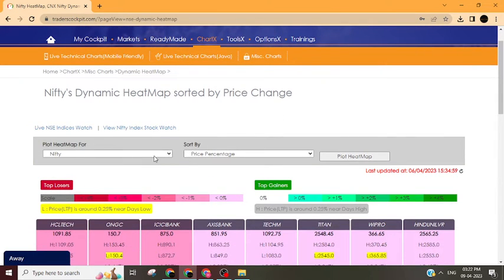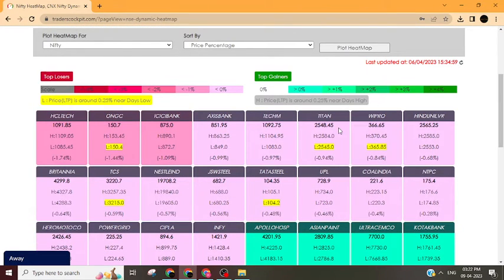You can see by default, the heat map is plotted for Nifty 50 and it is sorted by the price percentage change. We will understand how the price percentage works and how the scale has been arranged to give us a more detailed view of the price percentage change. So if the price percentage change for that particular stock is zero, there is negligible change, there will be no color coding in the background of that stock.